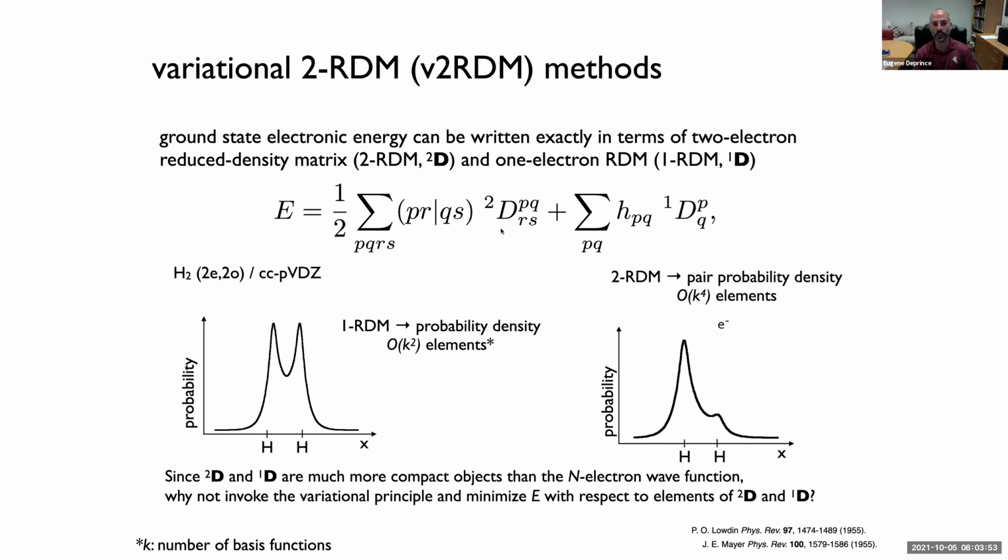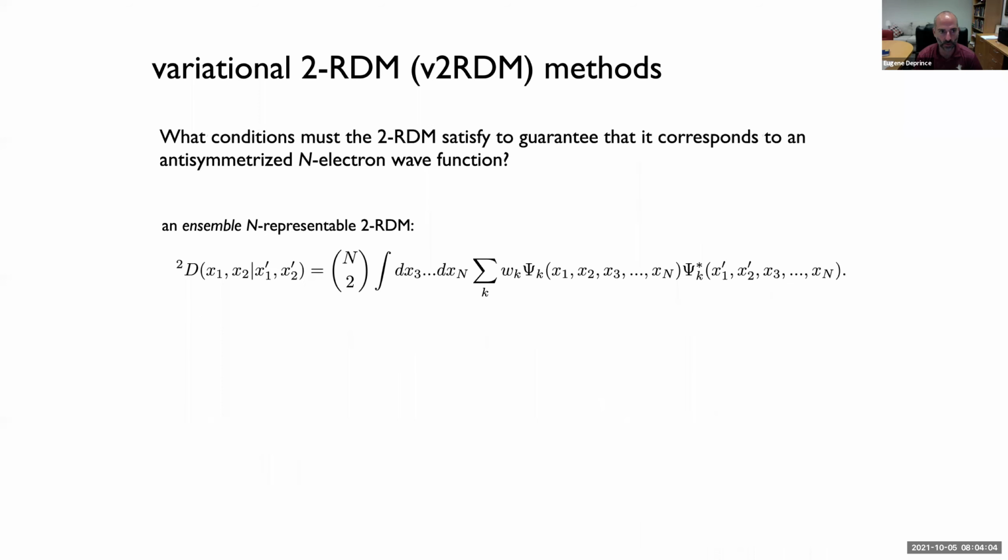It's very easy to write down a 2 RDM or a 1 RDM that gives you a very low energy, but doesn't actually correspond to a wave function. So that means that 2 RDM is not n-representable. It's the language we use. So when doing these calculations, we have to ask ourselves what types of conditions the 2 RDM should satisfy in order to guarantee that it corresponds to an anti-symmetrized n-electron wave function.